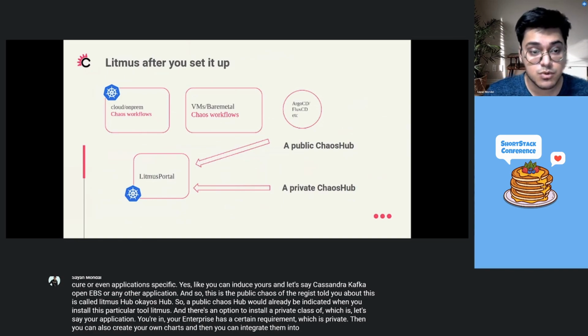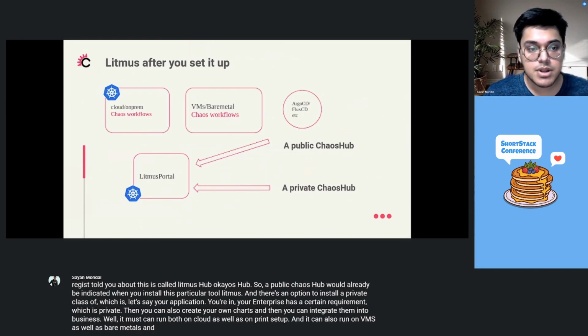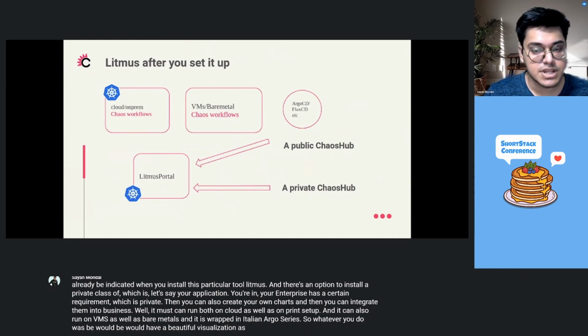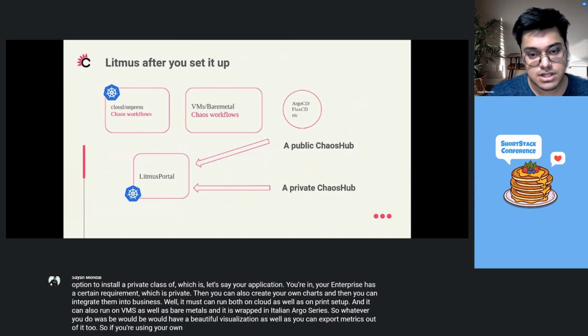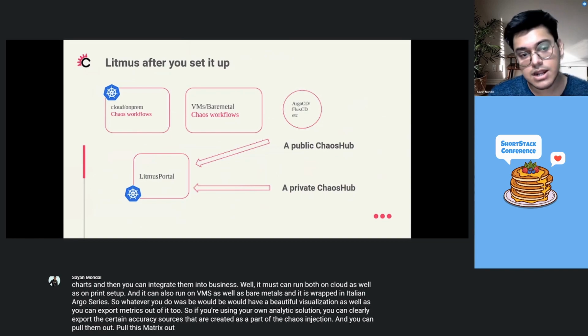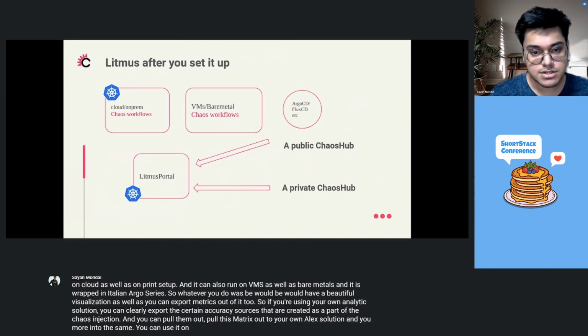Now, Litmus can run both on cloud as well as on-prem setups, and it can also run on VMs as well as bare metals. And it is wrapped entirely in Argo, so whatever you do would have a beautiful visualization, and you can export metrics out of it too. So if you are using your own analytics solution, you can export the chaos resources that were created as a part of the chaos injection, pull those metrics out to your own analytics solution, and monitor the same. You can use your own observability.